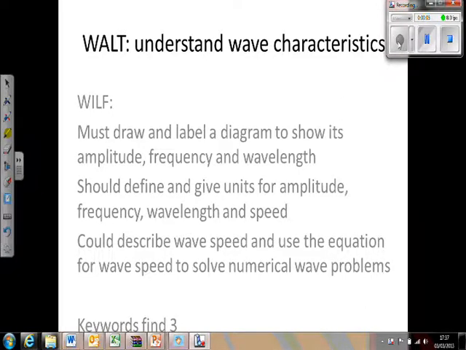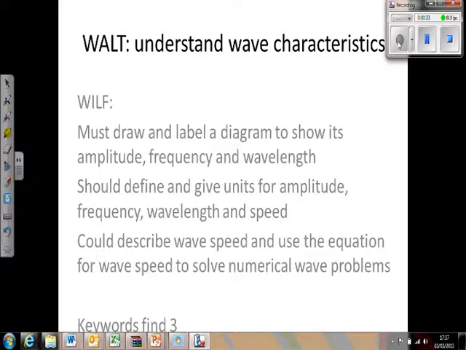Today we're going to be understanding wave characteristics. By the end of this session, you must be able to draw and label a diagram to show its amplitude, frequency and wavelength. You should define and give units for amplitude, frequency, wavelength and speed. And you could describe wave speed and use the equation for wave speed to solve a numerical wave problem.